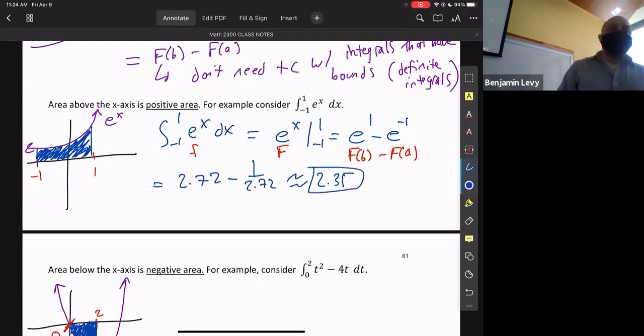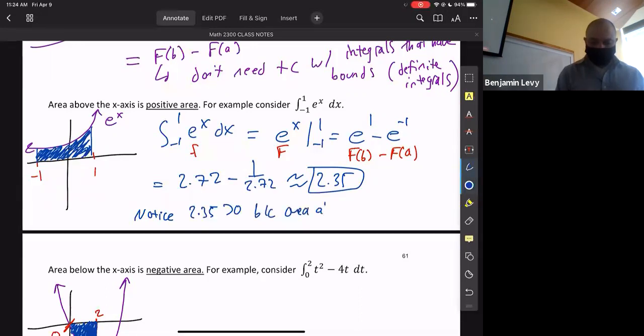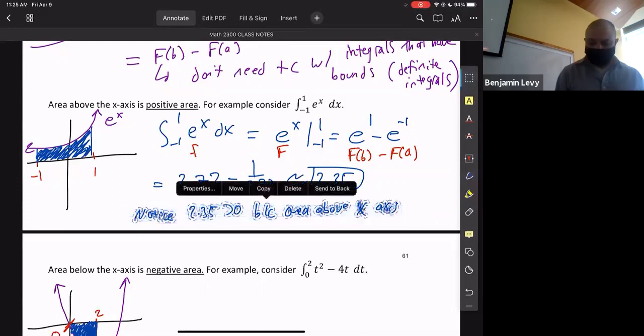But the thing, first of all, this is an integral. This is what's called a definite integral. We just found that area that's highlighted in blue. And the thing I'm trying to point out is that notice that 2.35 is a positive number because the area is above the x-axis. Nice, kind of an easy one to get us started here, but hopefully that all makes sense.